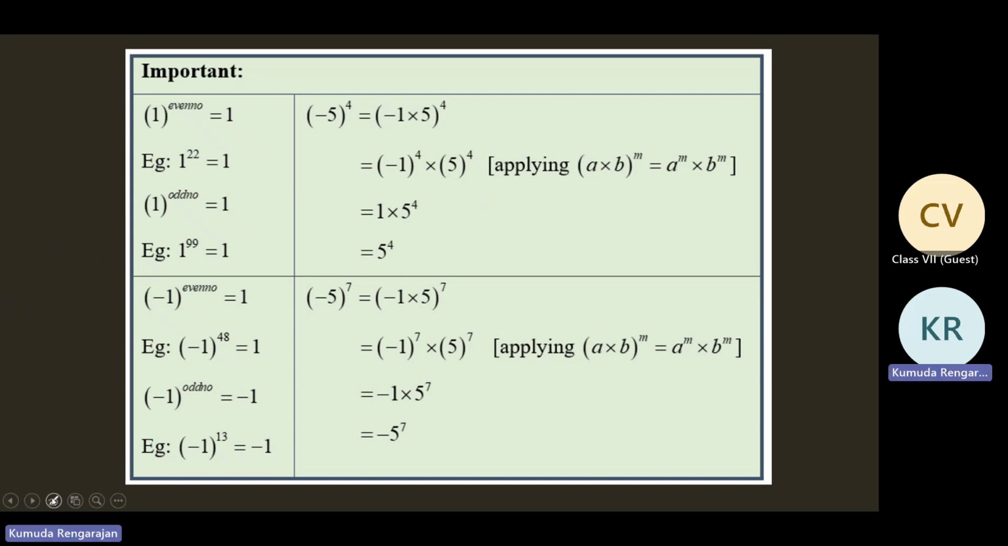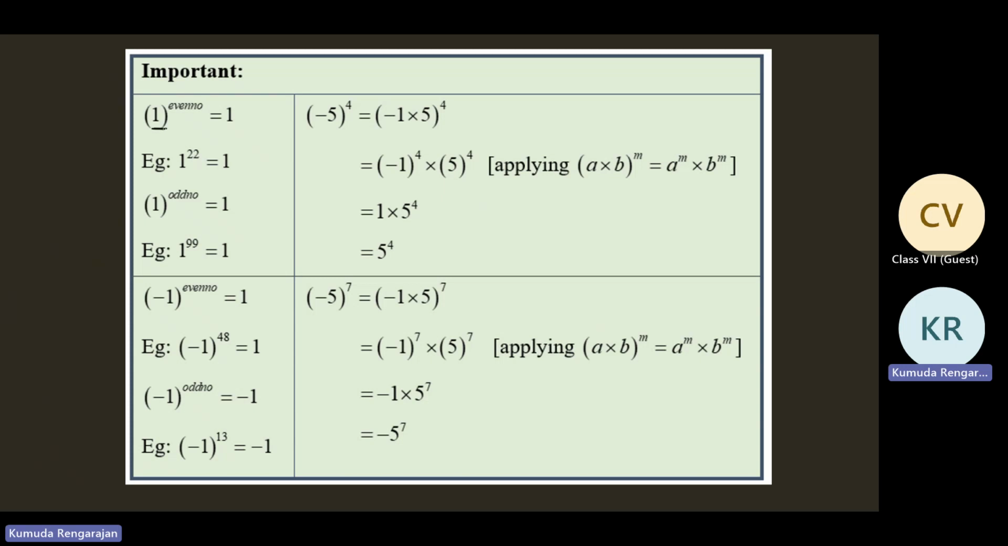So continuing with the exponents, we'll have a look at some very important results. Now, we saw a little of this in the last class. I'm just repeating it.